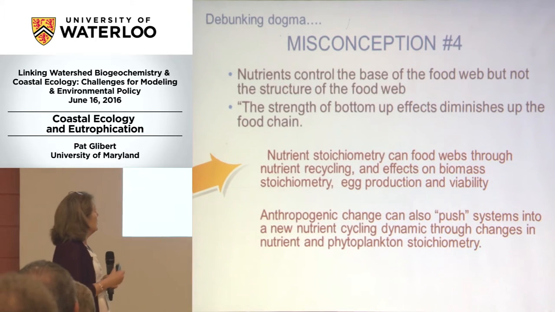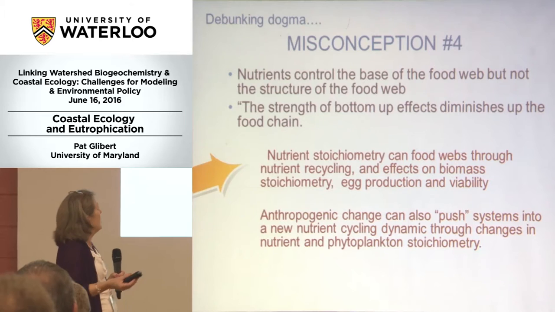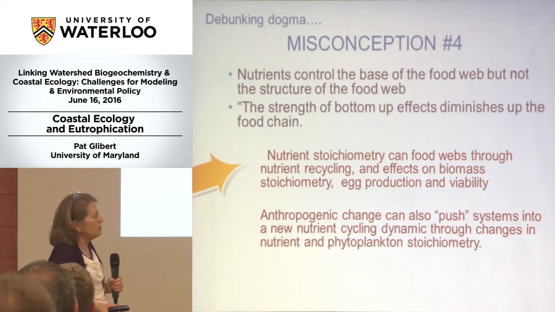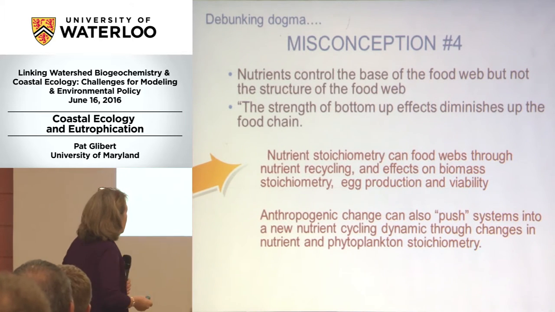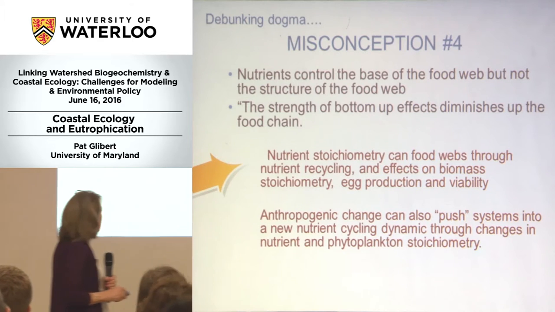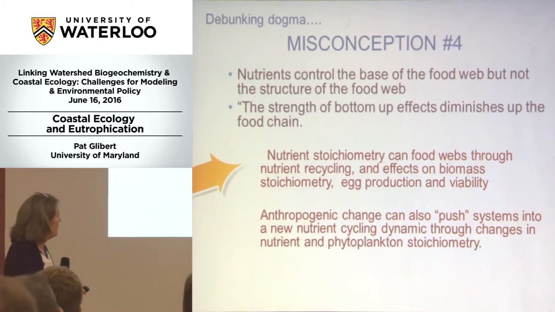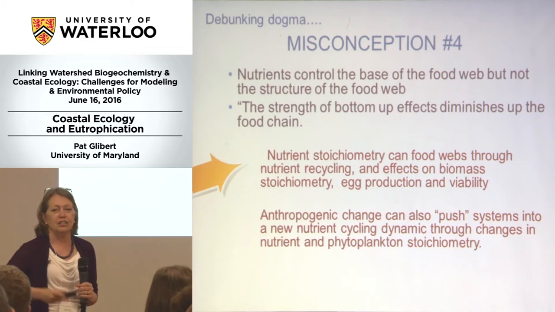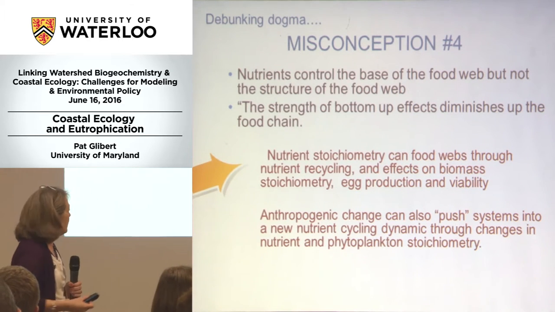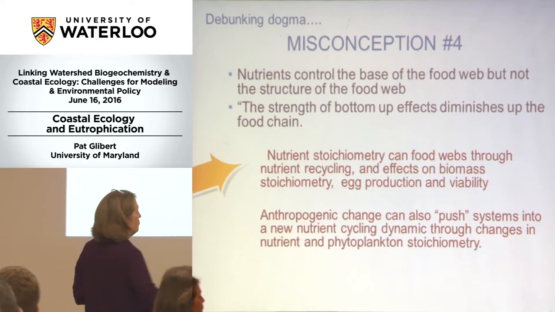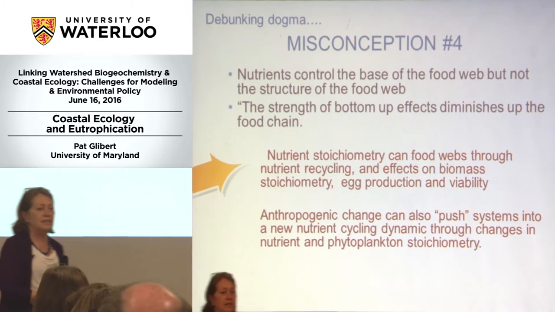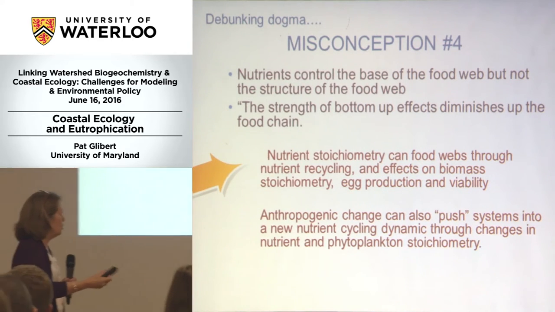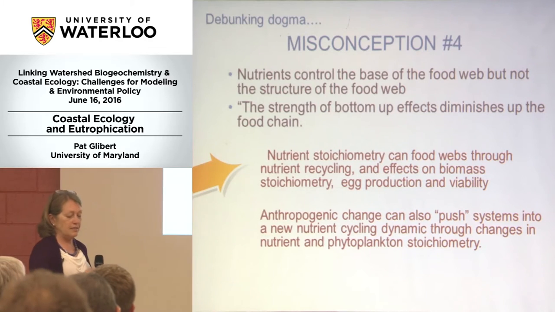We've often thought that nutrients control the base of the food web, but not the structure of the food web, and that the strength of bottom-up effects diminishes up the food chain. Well, nutrient stoichiometry can affect food webs through nutrient recycling and effects on biomass stoichiometry, egg production, and egg viability, increasing the possibility for invasive species, pushing systems into a new nutrient cycling dynamic.